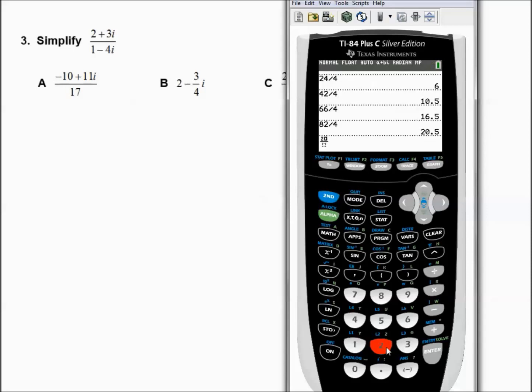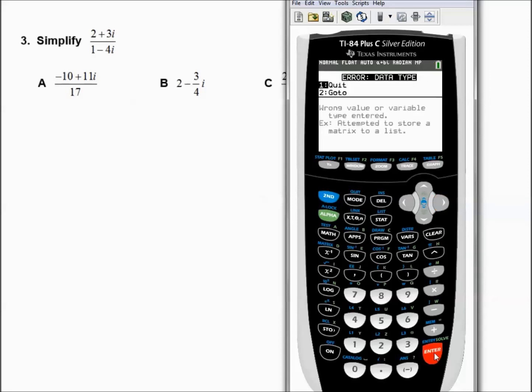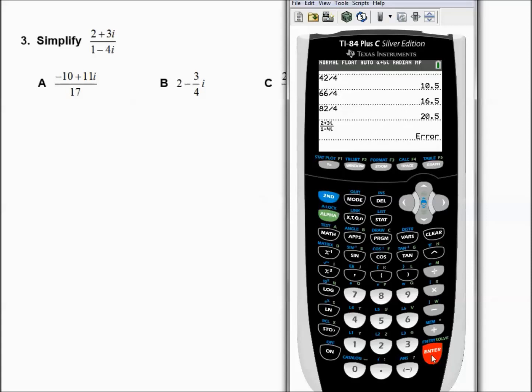And let's see, our numerator is 2 plus 3i. I'm going to hit the down arrow to go down to the denominator, and the denominator is 1 minus 4i. And I'll hit the right arrow button to get out of there. Yep, that's what I have. And let's hit enter and see what happens. Unfortunately, we're not able to use imaginary numbers, complex numbers, and the fraction button together. So we're going to have to quit that error, and we're going to have to find another way to go.